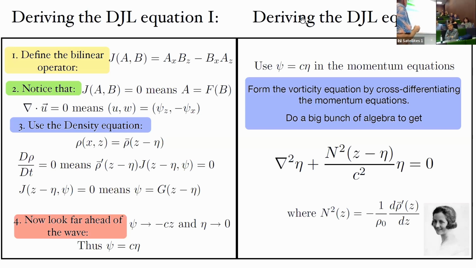Here's a really simple one. You introduce a bilinear operator, the Jacobian operator J(A,B), which looks like this, okay? And what you notice is that if the Jacobian of A and B equals 0, it means that there's a functional dependence, okay? So that's kind of the big trick in deriving this equation.